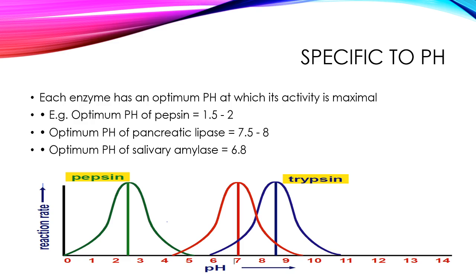There is also Taq polymerase, which is used in the PCR reaction. The optimum temperature for Taq polymerase is 75 to 80 degrees Celsius. So at this very high temperature, Taq polymerase is used in PCR.